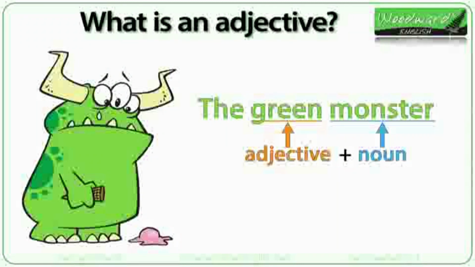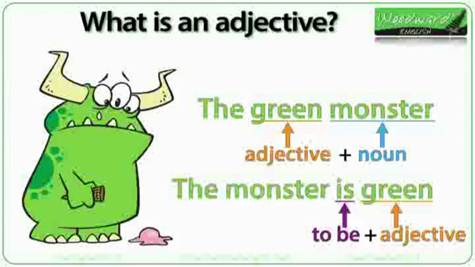We can also use the verb to be plus adjective. For example, the monster is green. Is is a form of the verb to be. The monster is. After is, we put the adjective. Is green. The monster is green.